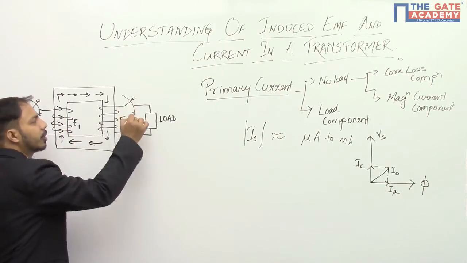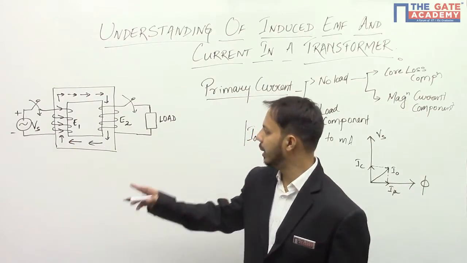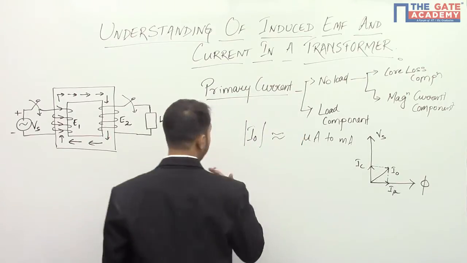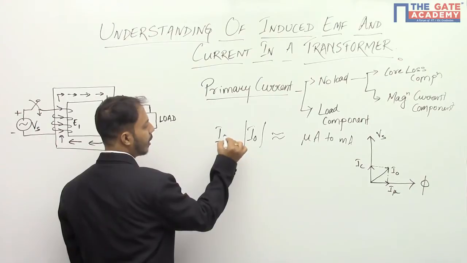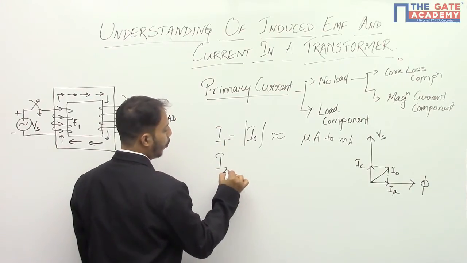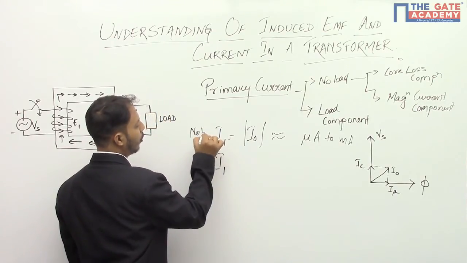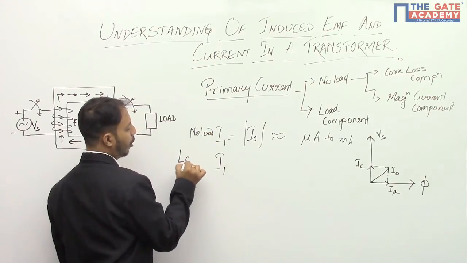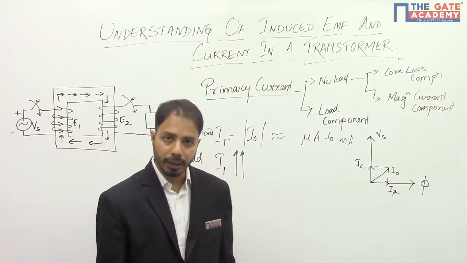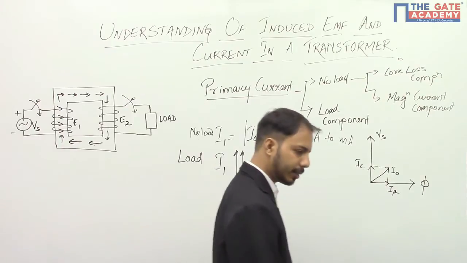Now the moment we connect this switch, that means we connect this load to the secondary, then what happens? We know that this was the primary current I1 at the time of no load. The moment we connect the load, this primary current increases. Why? This is something which I am going to explain. Now, how much does it increase?